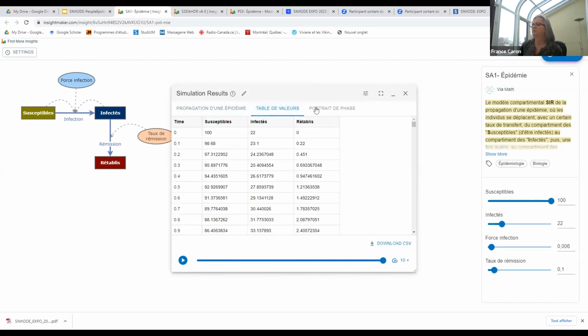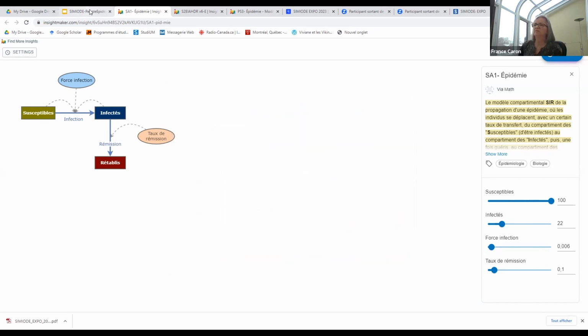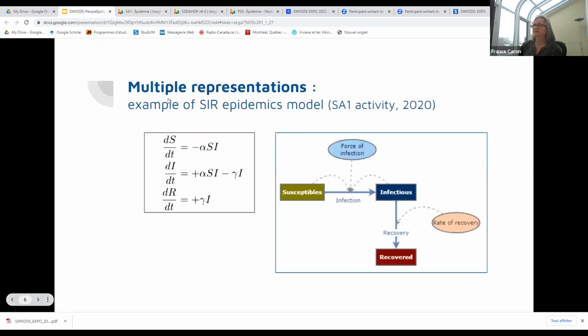We can also ask for phase portraits between two variables. That's also a possibility provided by InsightMaker, among many others that you will unveil as we go along. So that's a very simple model first. And as I say, those are two representations.